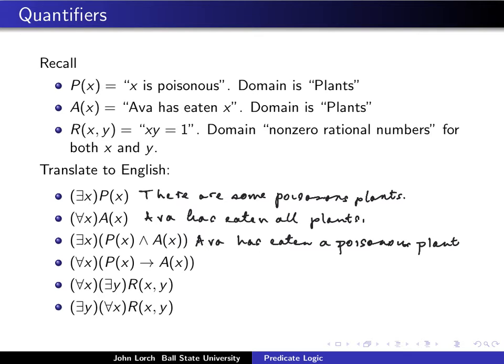Okay, and now we're on to the fourth bullet, which again is a universal quantifier. It says for all x, if the plant is poisonous, then Ava has eaten it. So there are a number of ways that we could write this down. In fact, we could write it down exactly as I just said it: for all x, if a plant is poisonous, then Ava has eaten it. Another way that we could write down something equivalent is we could say that Ava has eaten every poisonous plant.